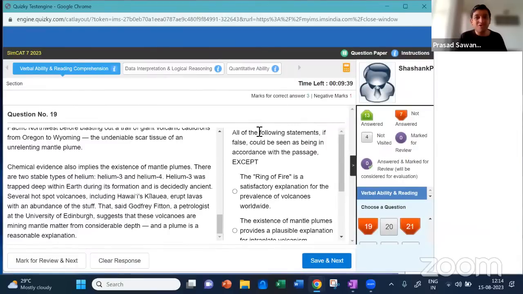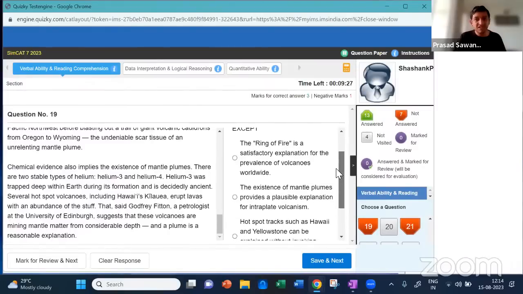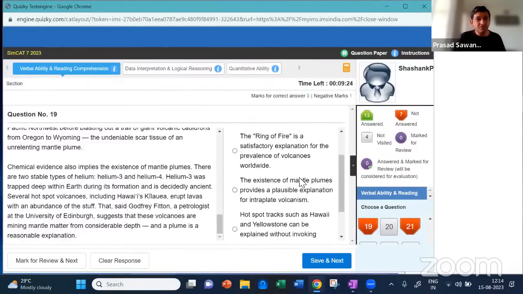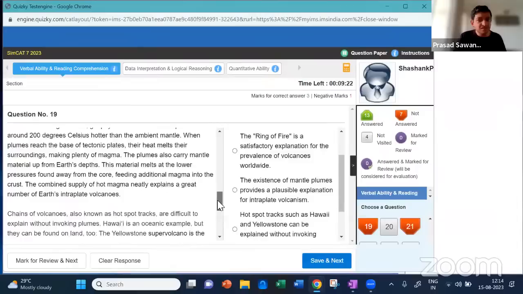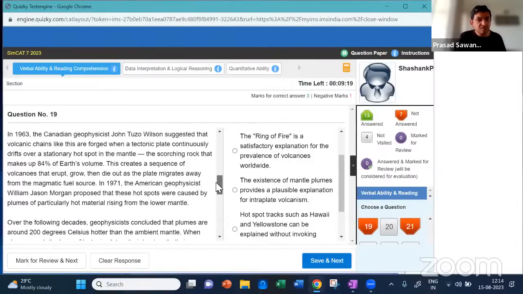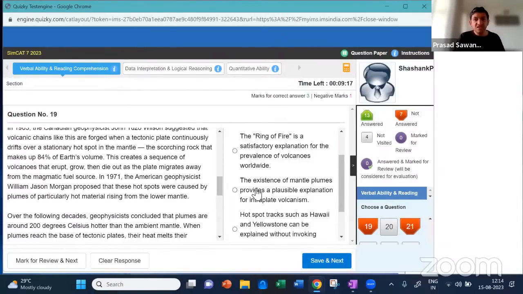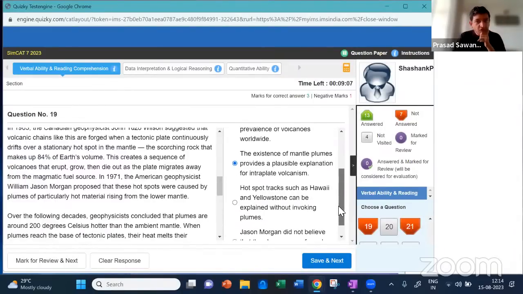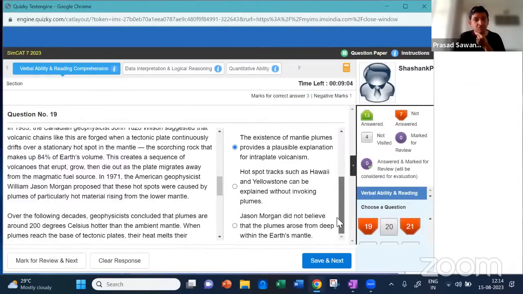All of the following statements, if false, could be seen as being in accordance with the passage, except, if false, except. 2 negatives make a positive, whatever is there in the passage. Okay, so we have to find out an option which is there in the passage. Ring of Fire is a satisfactory explanation for the prevalence of volcanoes worldwide. I don't think that is the case. Okay, I think it's just okay. The existence of mantle plumes provides a plausible explanation for intraplate volcanism. I think this is the case. We are talking about mantle plumes and how they are justifying volcanism. Hotspot tracks in Hawaii and Yellowstone can be explained without invoking plumes.